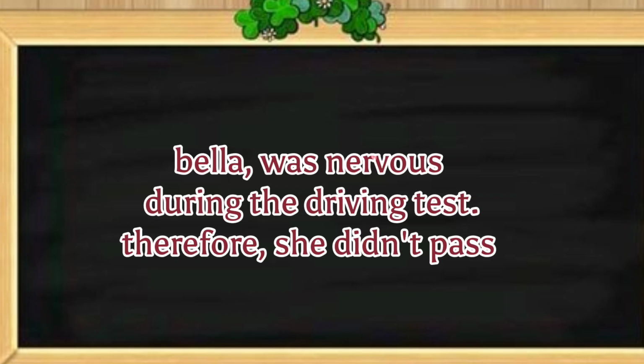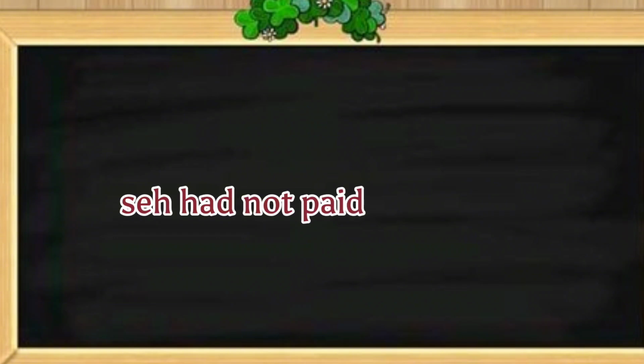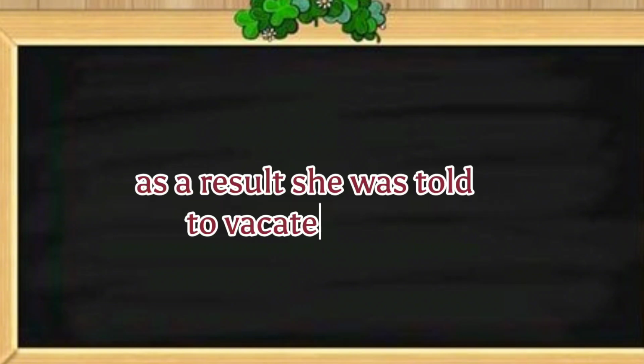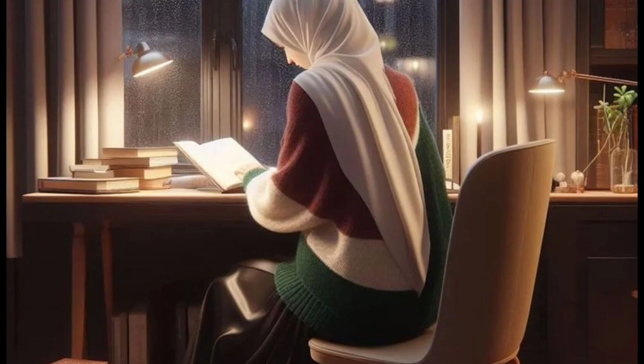Let's use the words "as a result." She had not paid the rent for 2 months. As a result, she was told to vacate the flat. She was unable to pay the rent for her house for 2 months. As a result, she was told to move out. This has a cause and effect relationship between not being able to pay and the effect, which is vacating the house or being evicted.